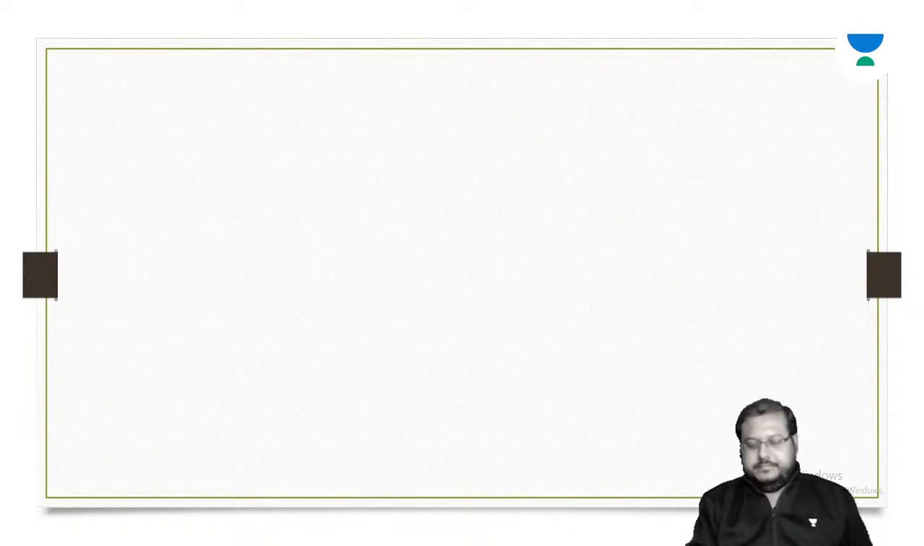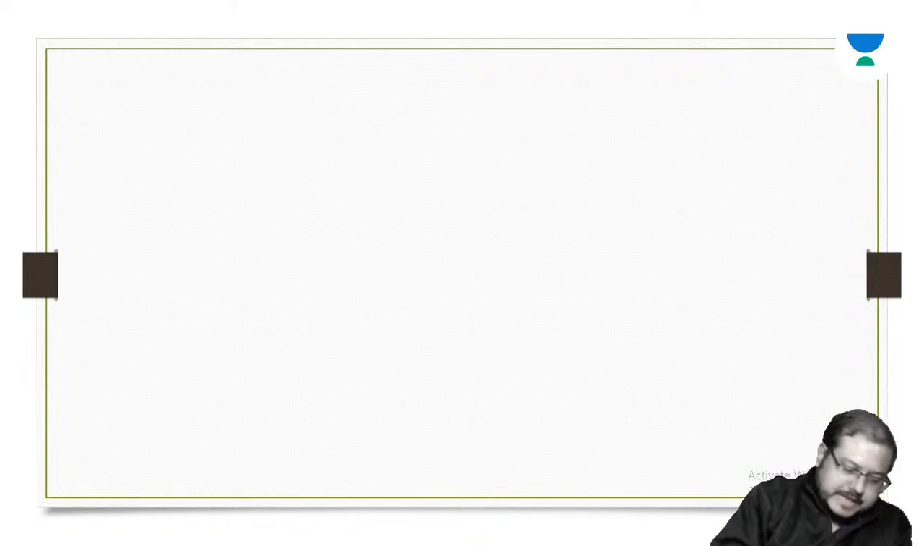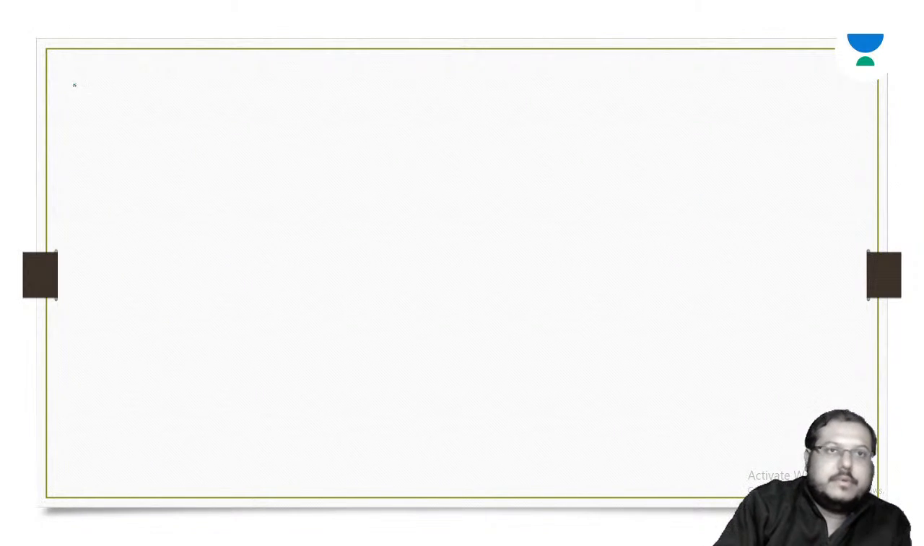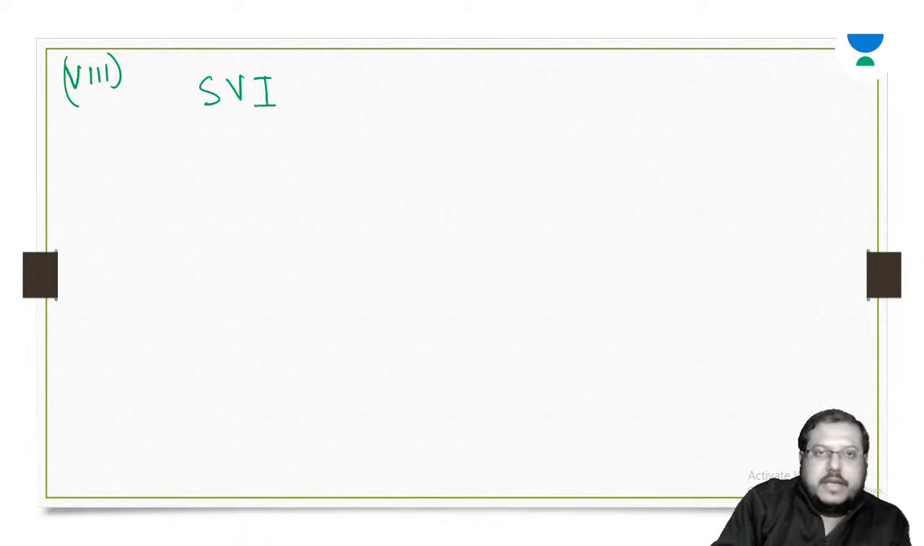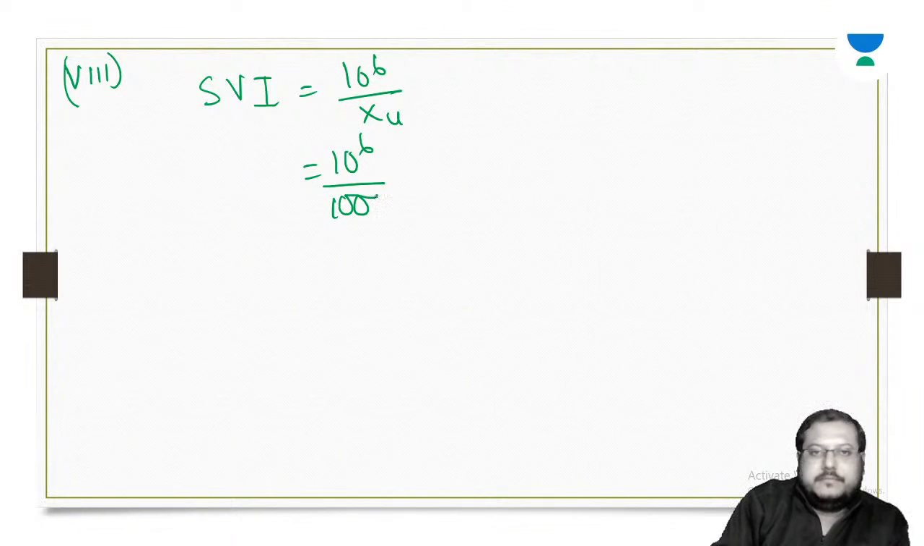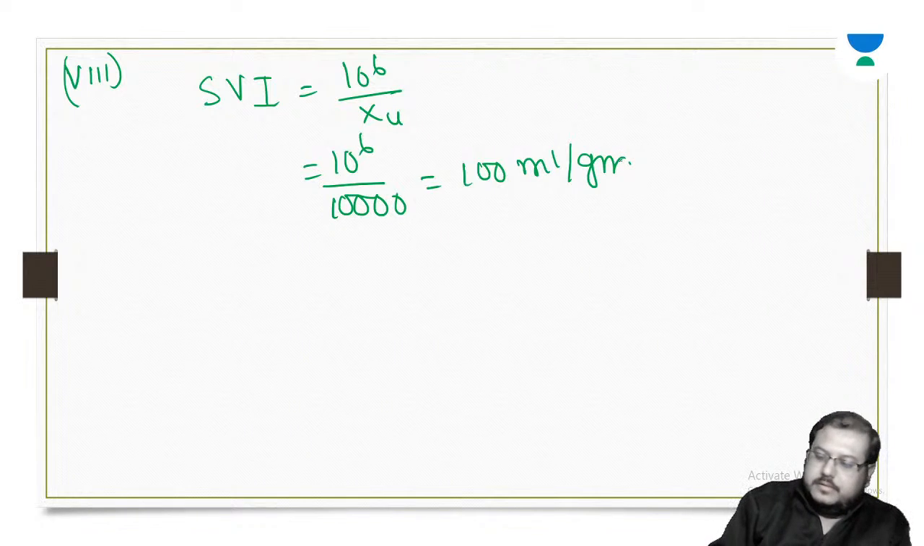Question number 7. It's done. SVI. Question number 8 is SVI. SVI is 10 to the power 6 by XU. 10 to the power 6 by 10,000. It's 100 ml per gram. Sorry, that is question number 7.